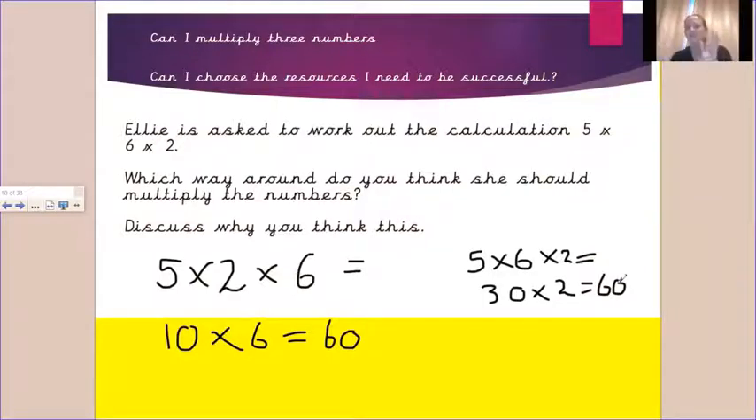You can see from this that I've made it easier by using 5 times 2, because it gives me 10, and then I just need to work with my 10 times table. We could have also done 2 times 6, which would have given me 12, and then 12 times 5, which would have also given me 60.